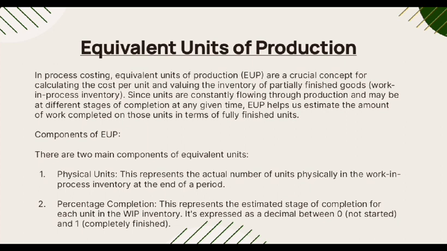Components of EUP. There are two main components of equivalent units: physical unit and percentage completion. Physical unit represents the actual number of units physically in the work in process inventory at the end of the period. Percentage completion represents the estimated stage of completion for each unit in the WIP inventory.